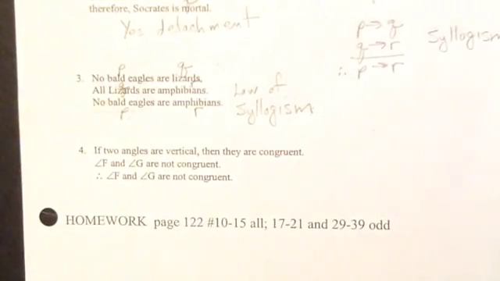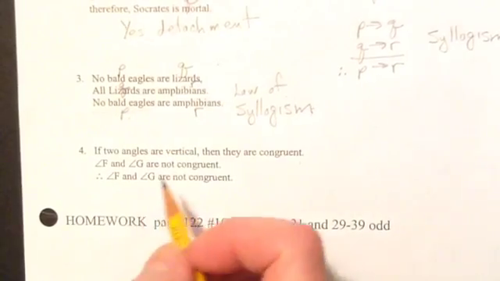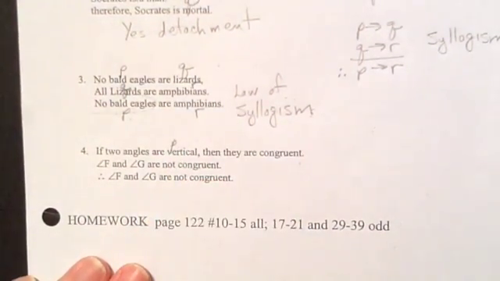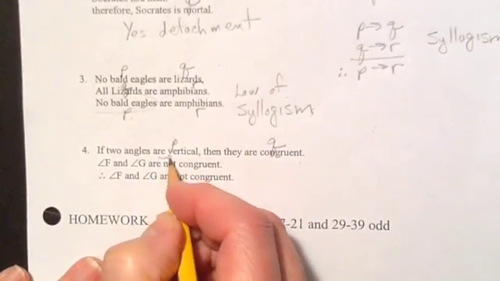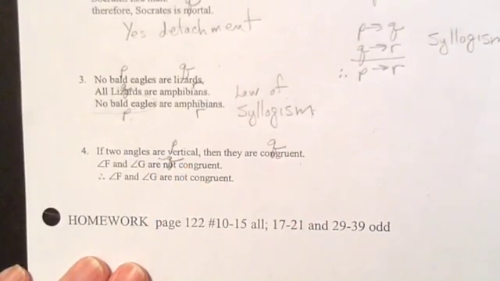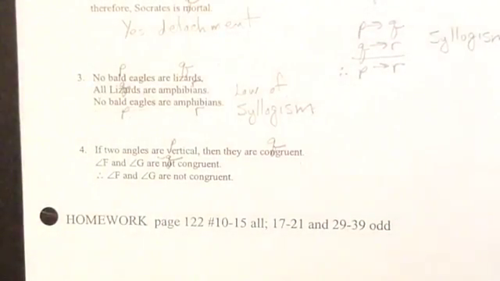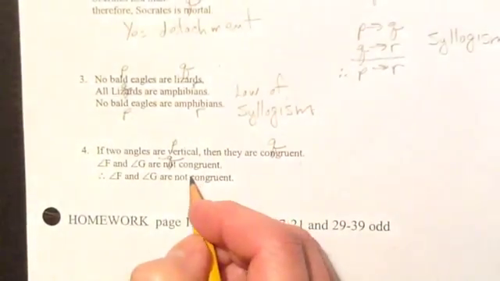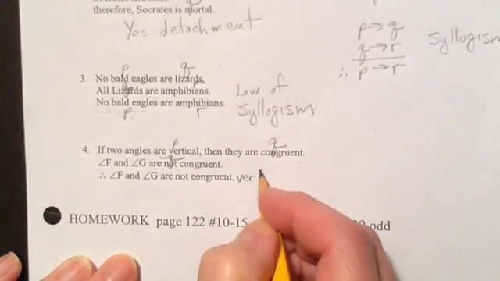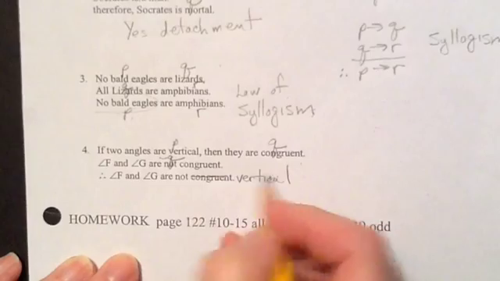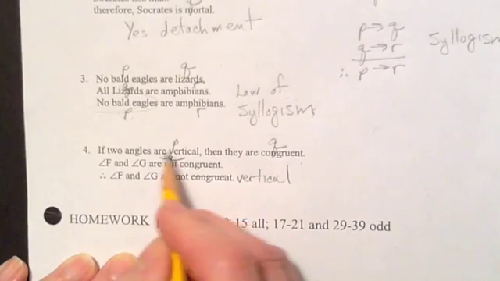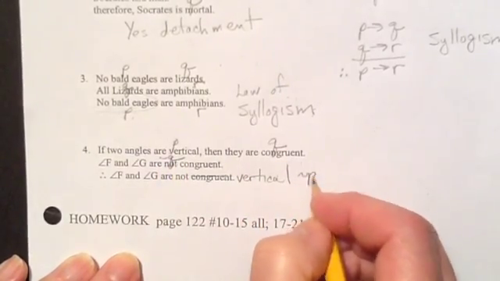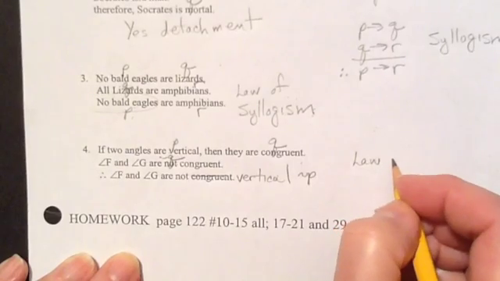If 2 angles are vertical, then they are congruent. So if 2 angles are vertical, 2 angles being vertical is P. Q is they are congruent. F and G are not congruent, not Q. Therefore, I say that F and G are, oh, there's a typo. I think I meant not vertical here. If 2 angles are vertical, they are congruent. They are not congruent, not Q, therefore not P. Law of contraposition.